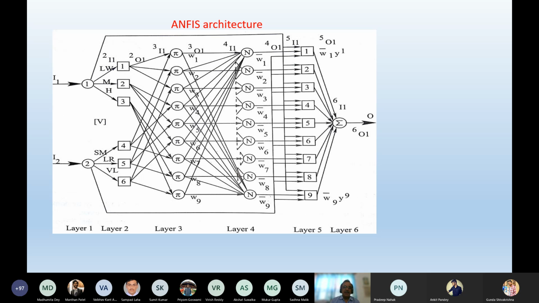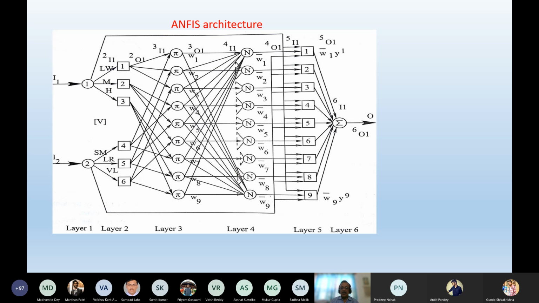Now, whatever W values we get as output of layer 3 will go to layer 4, and our purpose is to find out the normalized value of the firing strength. So we find W1 bar, W2 bar, W3 bar up to W9 bar. Once we have the normalized values, we find out the output of the fired rule. Supposing for the first rule the output is y1, for the second rule it is y2, for the third rule it is y3, and so on.